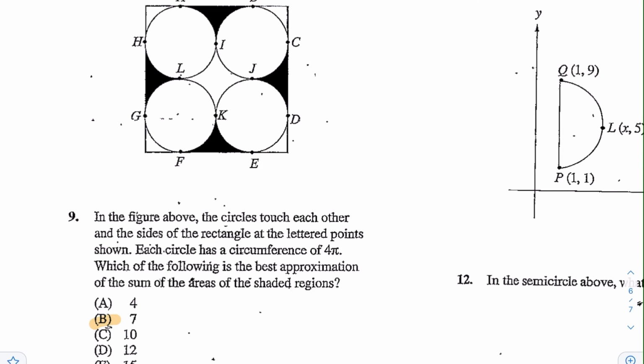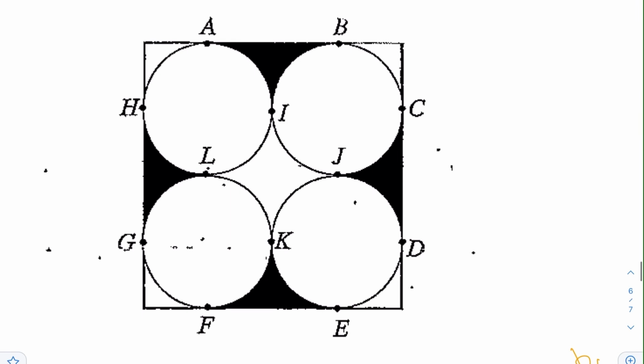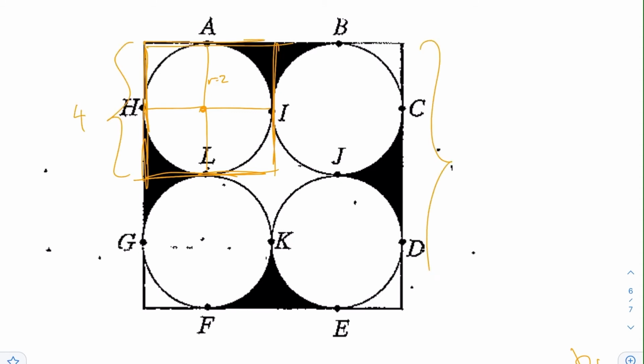All right, so to get the sum of these shaded regions, you have to first get the radius. The circumference is 2 pi r of a circle and is equal to 4 pi. So you divide by 2 pi on both sides. You get that the radius is equal to 2. So if the radius is equal to 2, you can actually fill this out for each of these circles. That means that each of these boxes will have a side of 4. And then the total is going to be an 8 by 8 box.